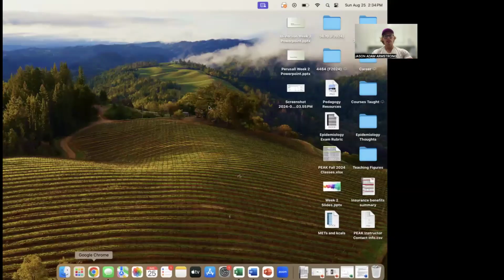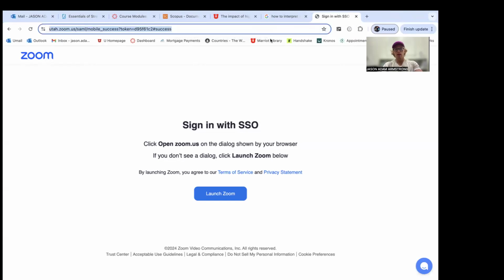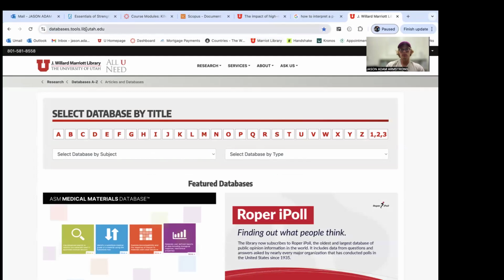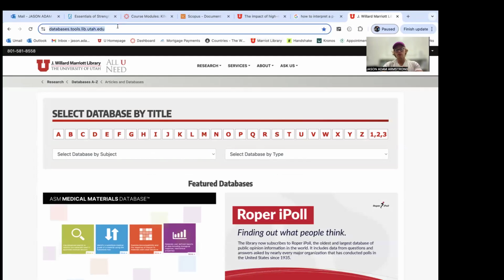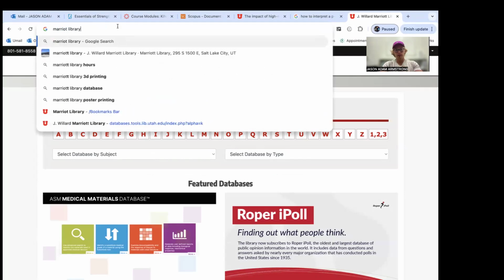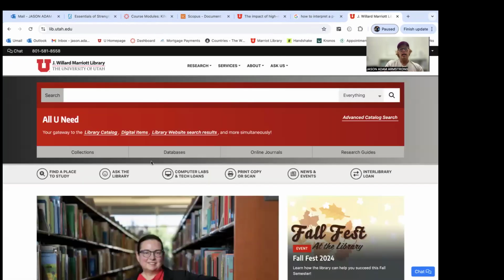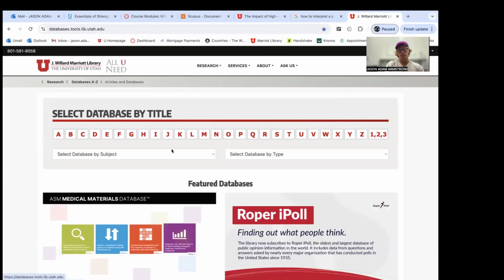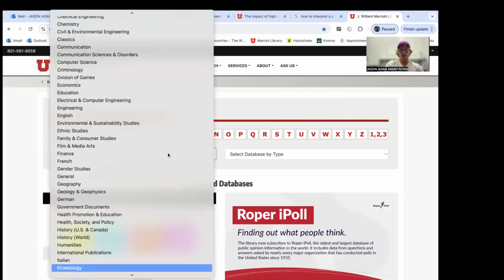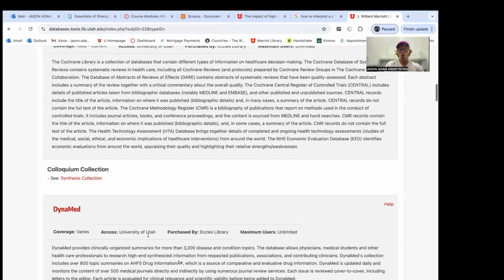Okay, so if I just take you into a browser, I'm going to take you into the Marriott Library. Actually, let me just start from scratch. If we type in Marriott Library into Google, it should be the first result, the J. Willard Marriott Library. If I click on that, and then I click on databases, I can filter databases by kinesiology specifically. And there's a whole list here.